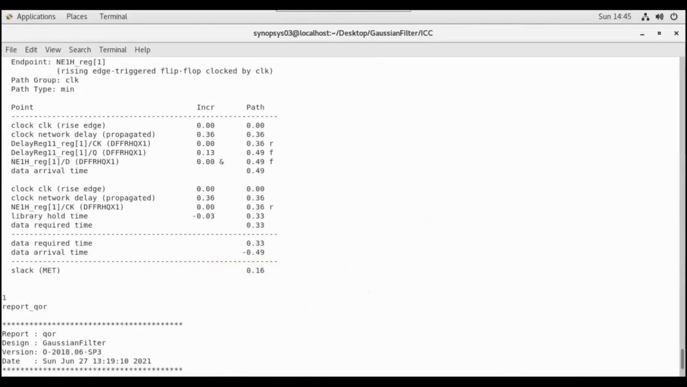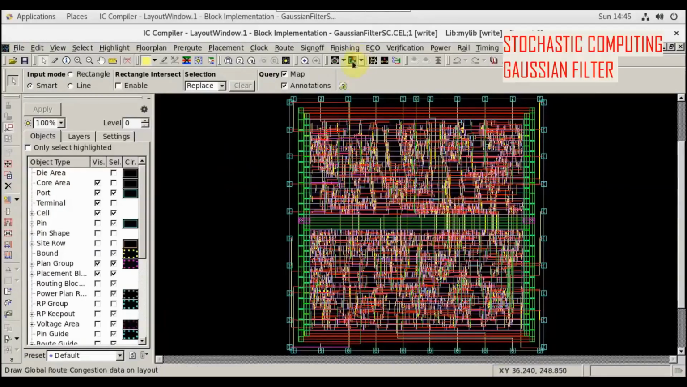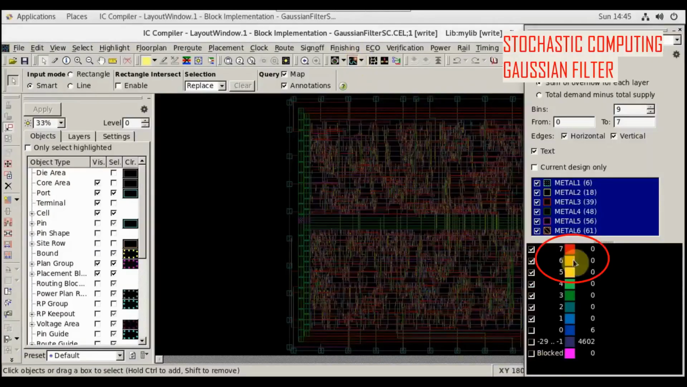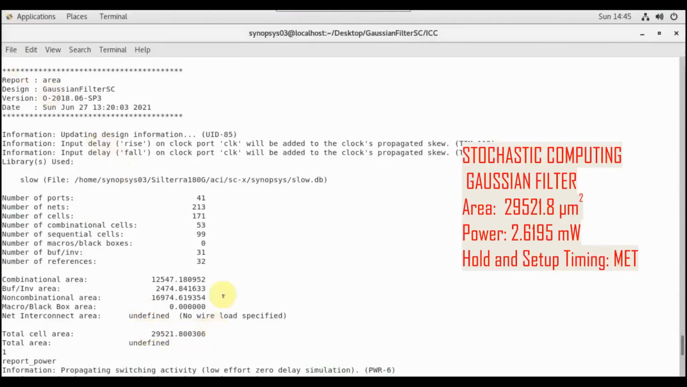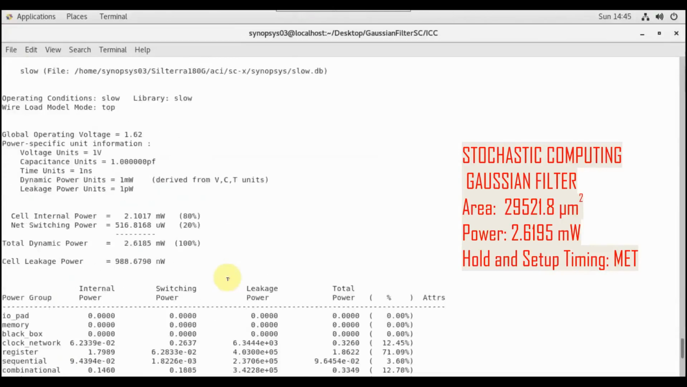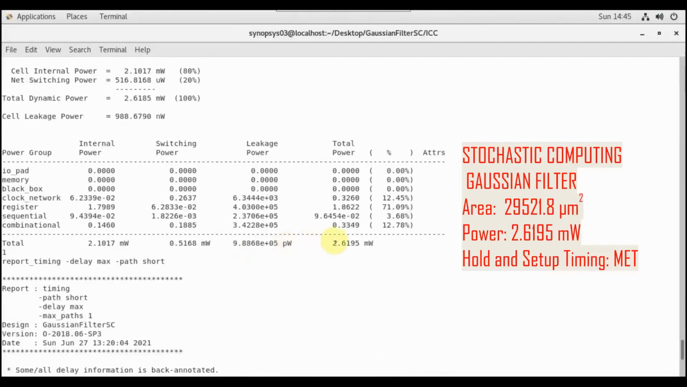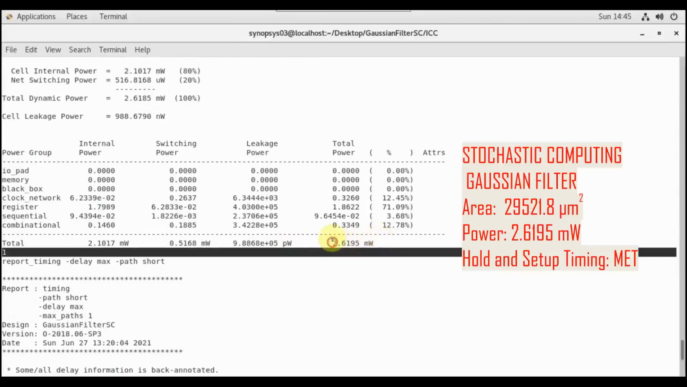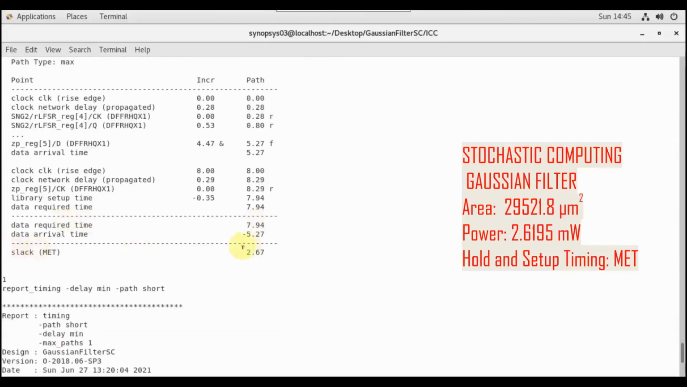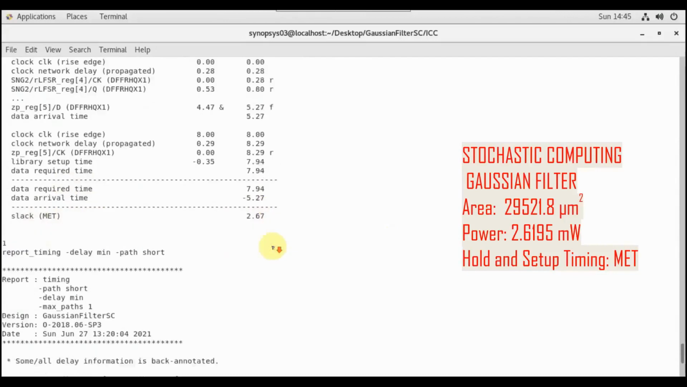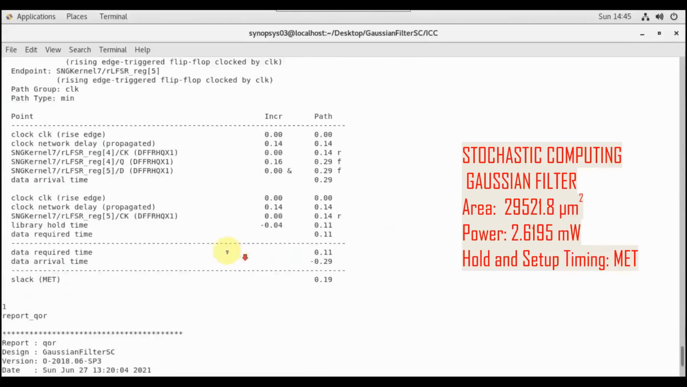Then we go to the SC Gaussian filter. There is also no congestion in the layout, and the total cell area is about 29,000. The total power is 2.6195 milliwatt. And then the setup time slack is positive, met. And lastly, the hold time slack is also met.